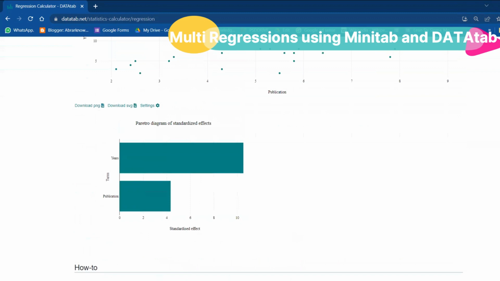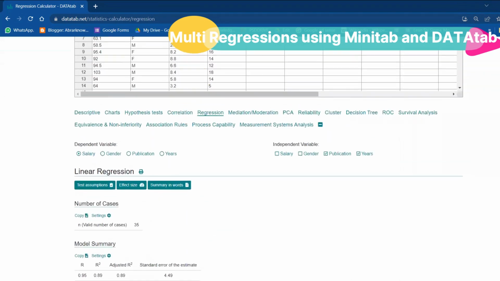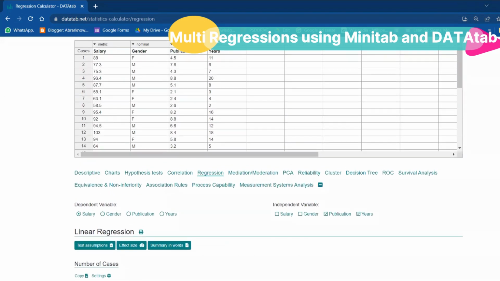There were also many requests, many people requested multi-regression. In order to accept your request and fulfill it, this is what I have done here.